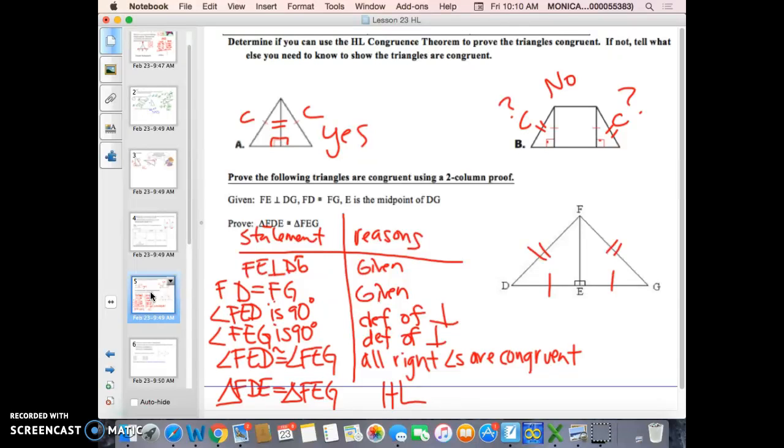So we've just proven HL, that means that if you know a hypotenuse and a leg, and you know that it's a right triangle, you can prove those two triangles are congruent. And you're probably going to be using the definition of perpendicular quite a bit, and all right angles are congruent. Okay, so I'm going to stop this video, and you can go ahead and conclude with the next video.